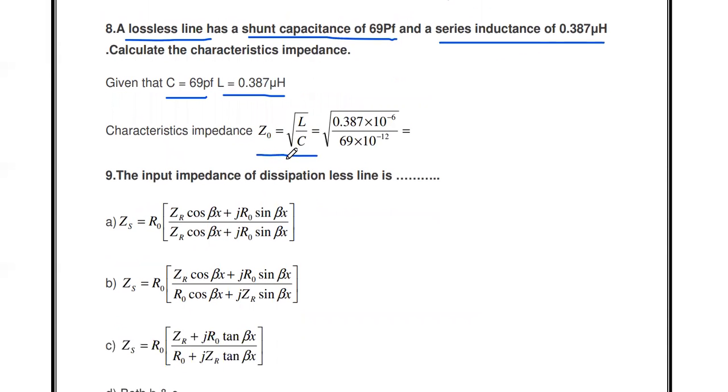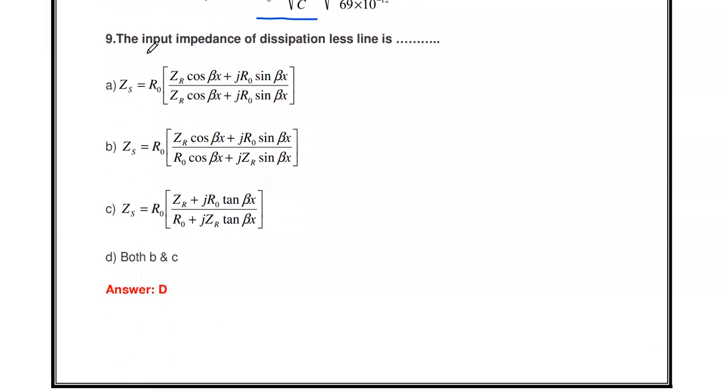It is the characteristic impedance. Then the next question: the input impedance of dissipationless line is dash. Already in the first unit, we derived the input impedance of an ordinary transmission line. So now what is the input impedance of a dissipationless line? In that ordinary transmission line input impedance, we have to substitute R equal to 0 and G equal to 0, then we will get this input impedance. The answer is both B and C. This B is also correct, C is also correct.